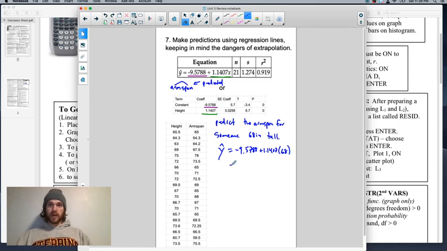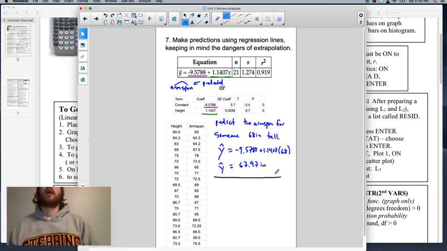And if you do your math here, you get y hat, the predicted arm span for someone that is 68 inches tall, is 67.97 rounded inches.